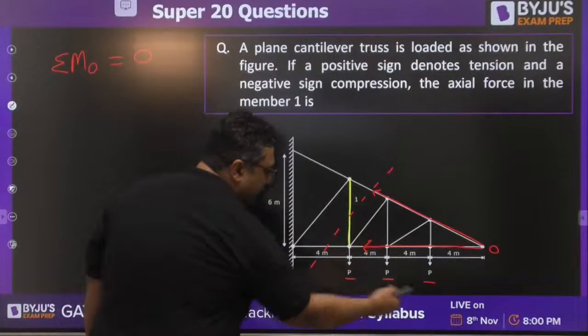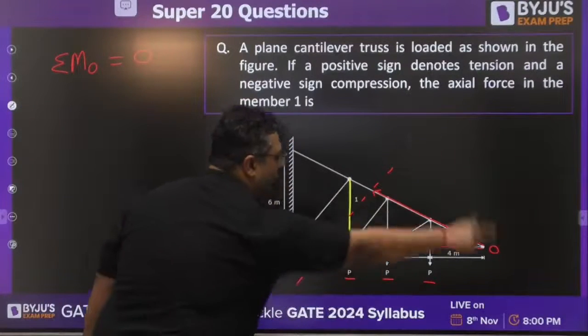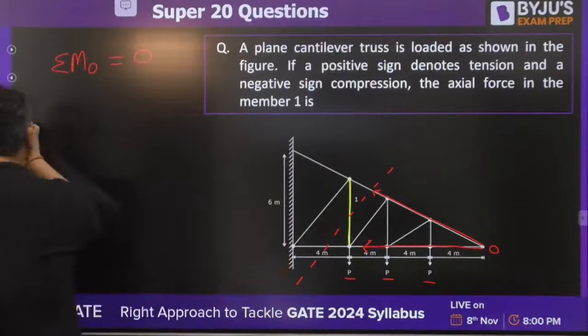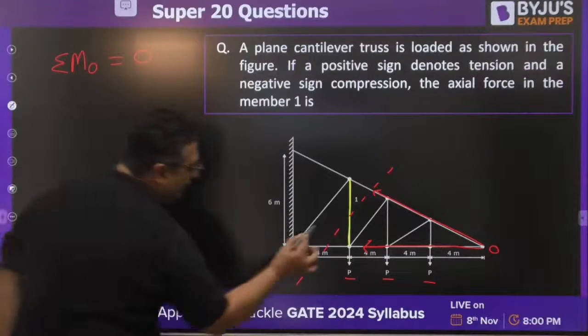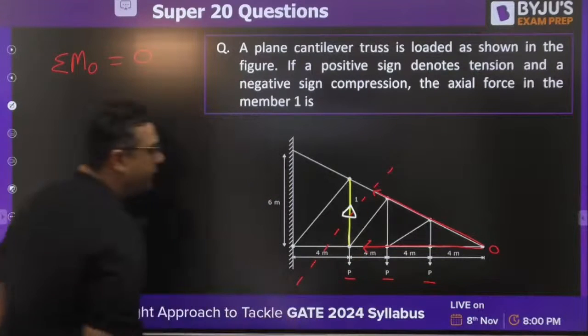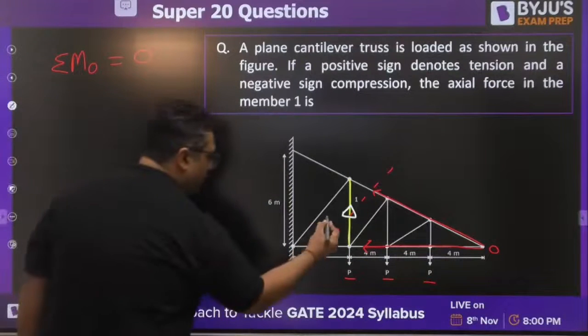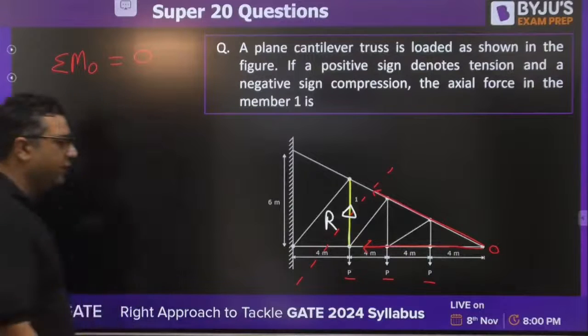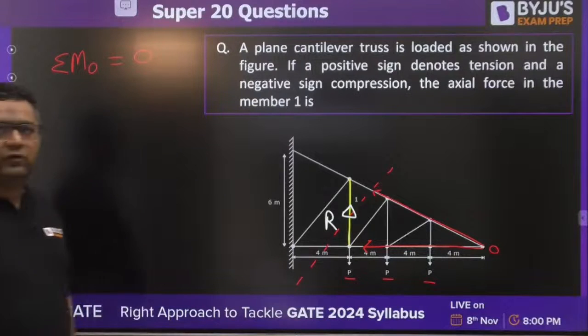Now this P and this P are creating anti-clockwise moment. So from that I can say the force in this yellow member would be in this direction to balance the moment. So you need to find out this R. Try to solve it and get the answer.